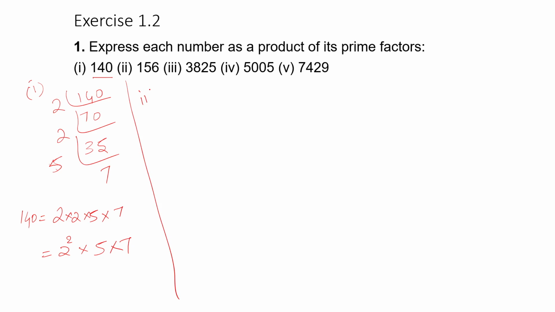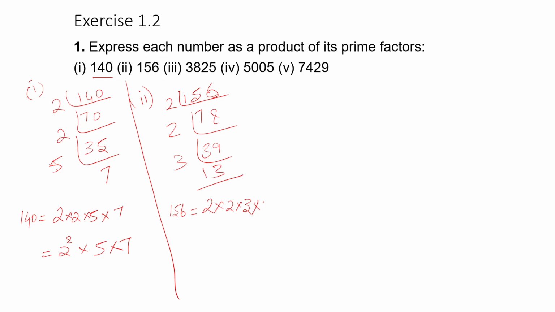Right? So what is the second question? 156. Okay, 2, again 2, 3, and 13 is already a prime number, so we can't factorize further. 156 is equal to 2 into 2 into 3 into 13, which is equal to 2 square into 3 into 13, right?